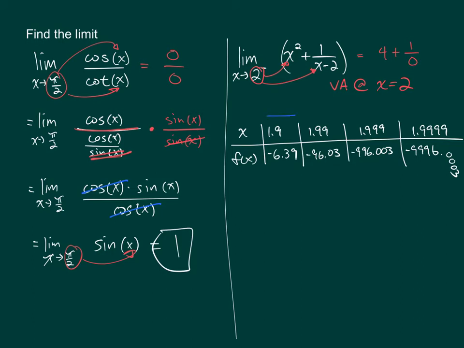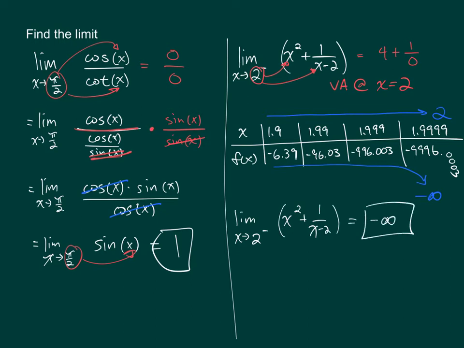So let's look at this table as a whole. These x values are approaching 2, just like we want our limit to do. They're approaching 2 from the left side of 2. And when you look at these f of x values, these are getting bigger and bigger and bigger in the negative direction. So this means these are going to negative infinity. And this is the way you work with finding a limit as you approach a vertical asymptote. So we can write that the limit as x approaches 2 from the left of x squared plus 1 over x minus 2 equals negative infinity.